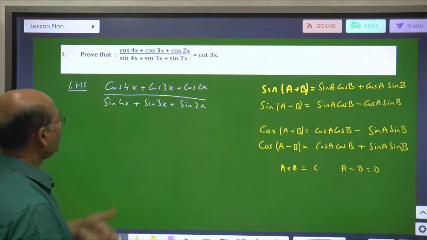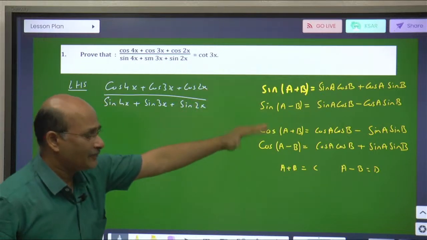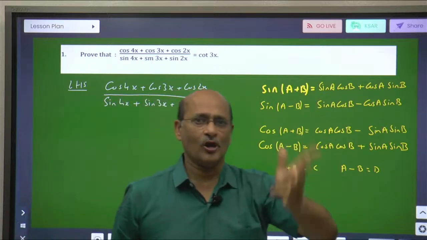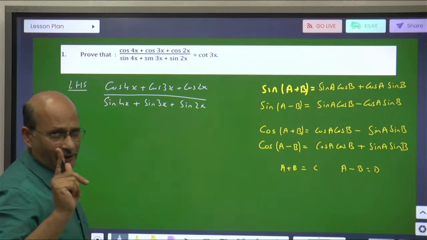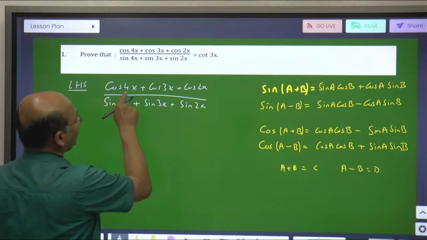Okay, first of all, there are three. Now you have cos C plus cos D. You don't have cos C plus cos D plus cos E. So now what is the pairing? That is very important. You look at the angles.